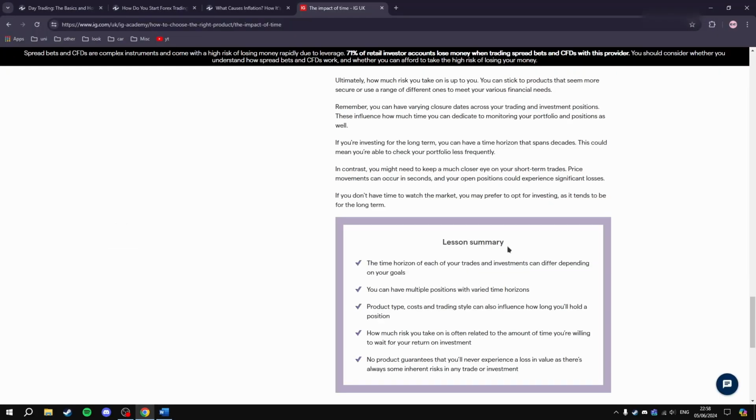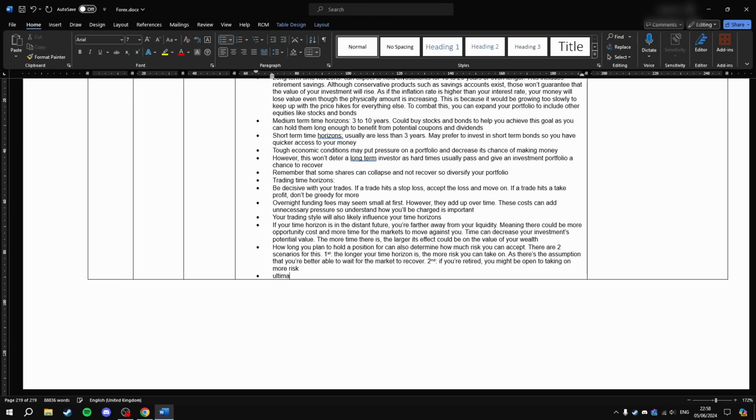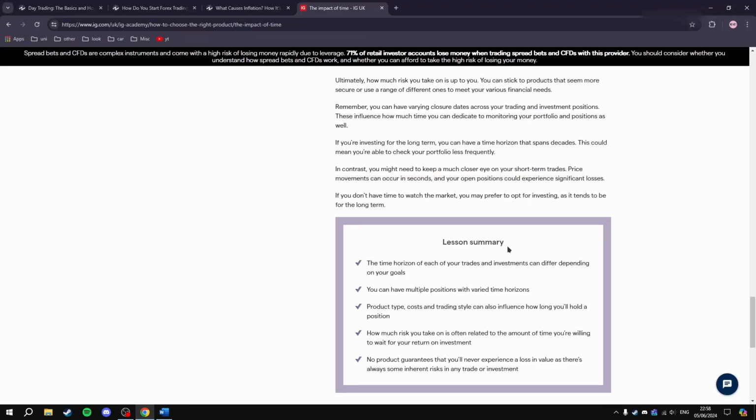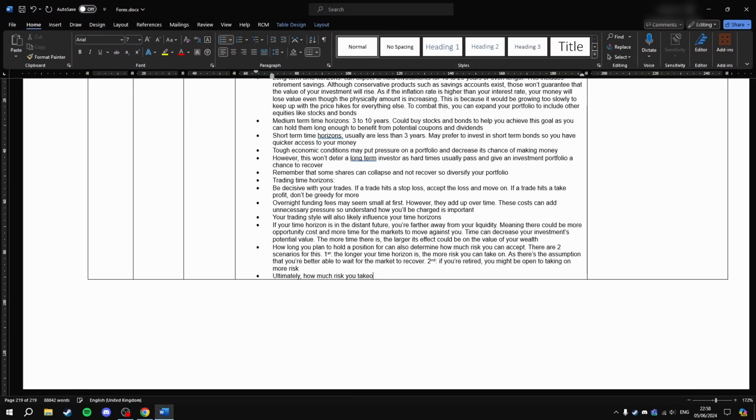Ultimately, how much risk you take on is up to you. You can stick to products that seem more secure or use a range of different ones to meet your various financial needs. Ultimately, how much risk you take on is up to you.